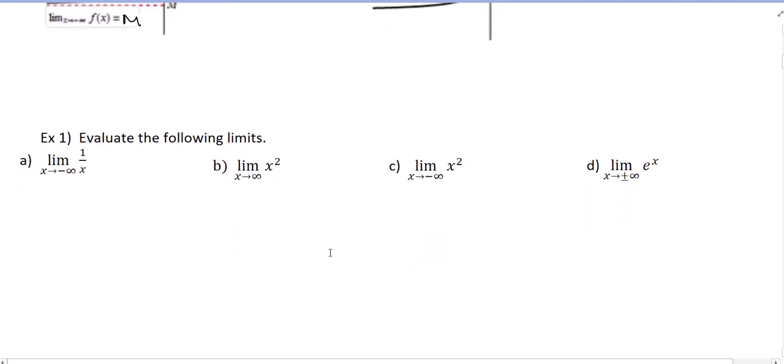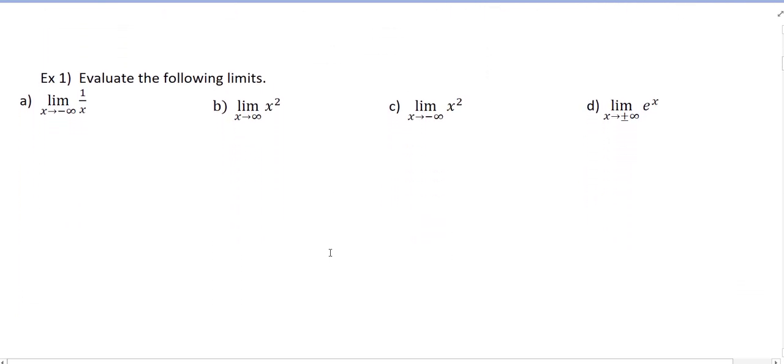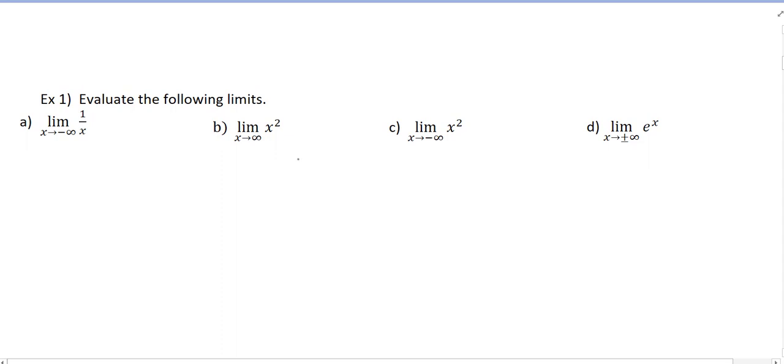So let's evaluate these limits. What happens as x goes to negative infinity of 1 over x? And then what happens as x goes to infinity of x squared? And what about as x goes to negative infinity of x squared, and so on? So let's look at 1 over x. How do we find that limit as x goes to negative infinity?